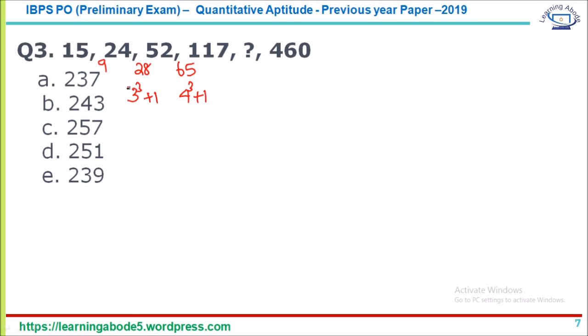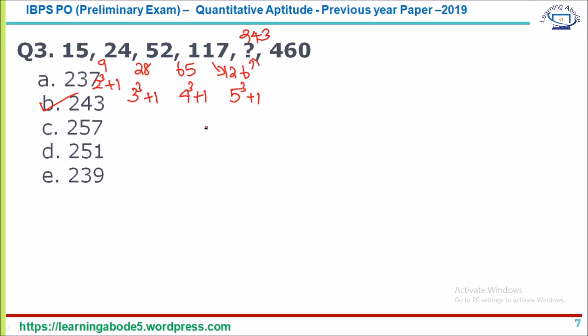So because of that, instead of taking 9 as 3 square, I'll consider it as 2 cube plus 1. So the difference is n cube plus 1. The difference between the two terms is n cube plus 1. So next common difference should be 5 cube plus 1. That's 126. So 117 plus 126, that should be 243. So I can mark the answer as answer option B, 243.